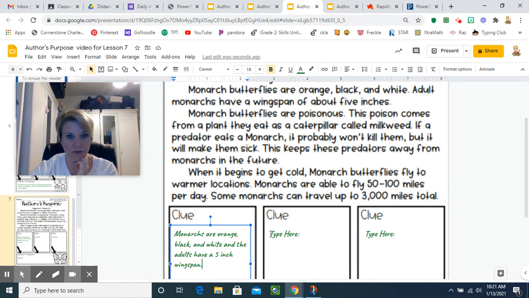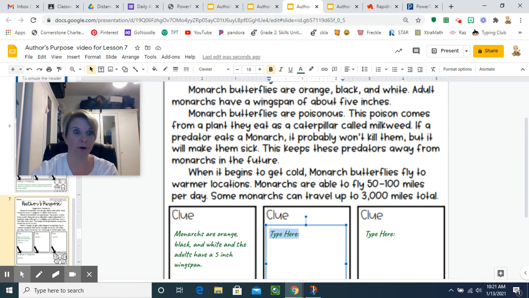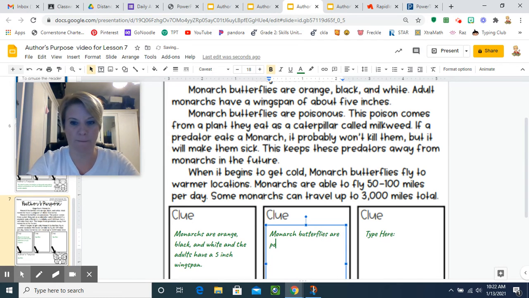So for my second clue, I want to look at the second paragraph. I guess I should have told you that when I did my first passage, but now you know. All right, so looking at my second paragraph, it's telling me that monarchs are poisonous. So that's definitely something I learned. I want to include that. So, monarch butterflies are poisonous. Make sure I spelled that right.